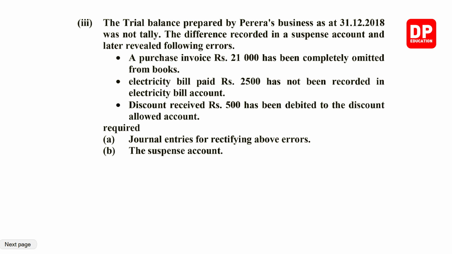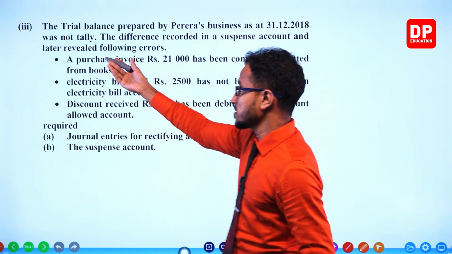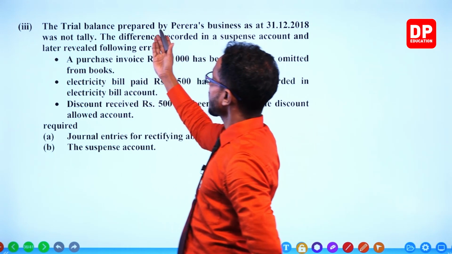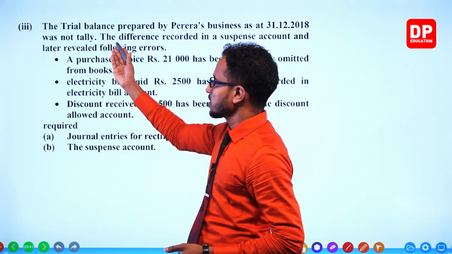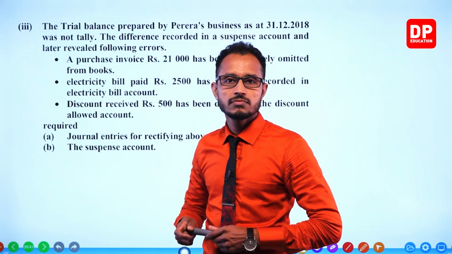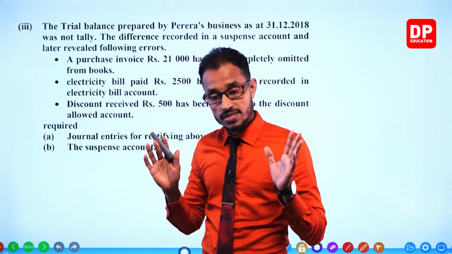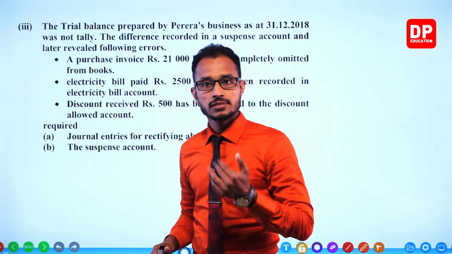What is this? Oh yeah, it's a correction of errors question. As always, it's given the trial balance prepared by Pereira's business, and so on. It did not tally. That is how they give correction of errors. That is the normal way that you are going to get the correction of accounting errors question.